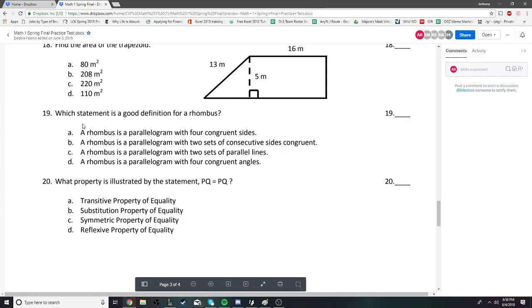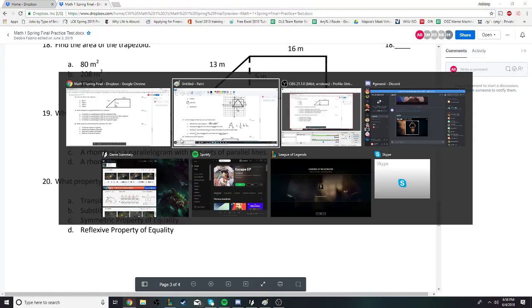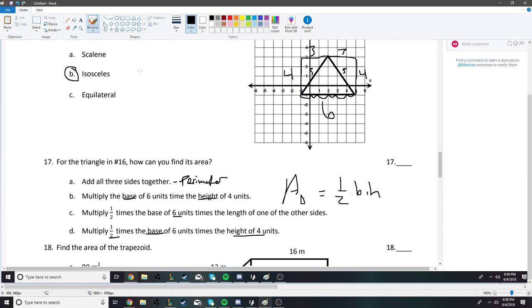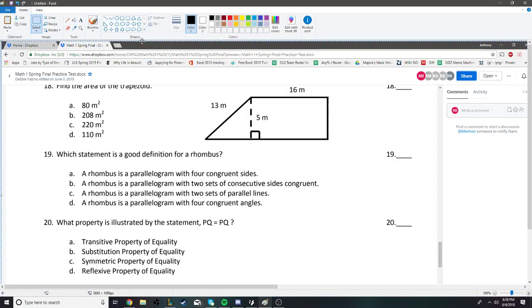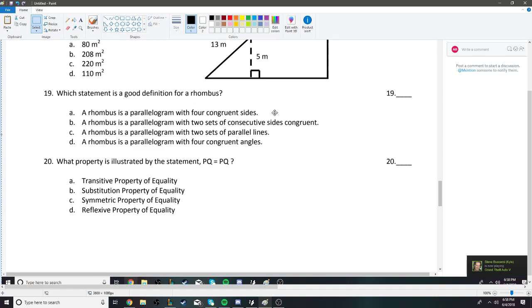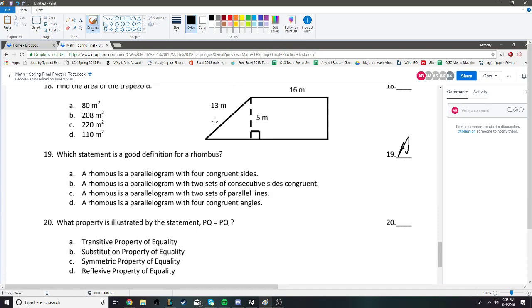Number 19. Can't remember which one I'm on. Okay, there we go. So for 19, what would be the definition of a rhombus? A parallelogram with 4 congruent sides. That's a rhombus. A.